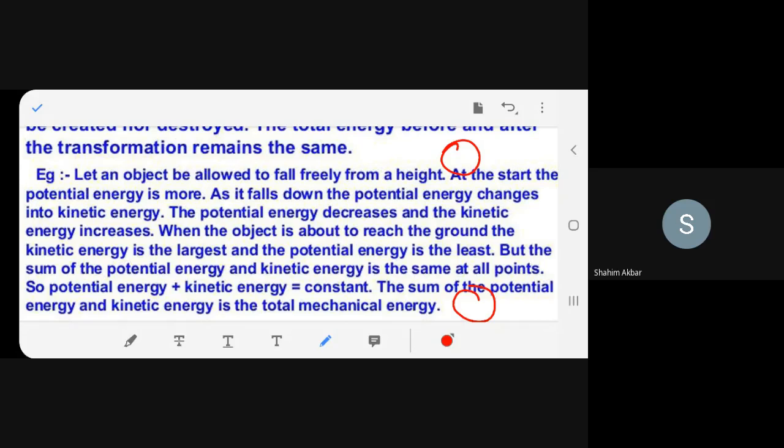Got it? For example, if potential energy is 10, the kinetic energy is 0. Now here it will be 9, 1, 8, 2. Are you understanding? And it will so happen that this will become 0 potential energy and this will become 10. Hope you understand. Yes, ma'am.